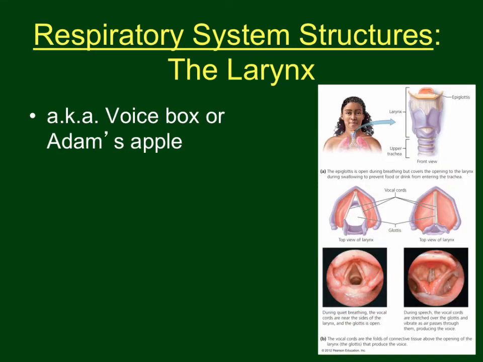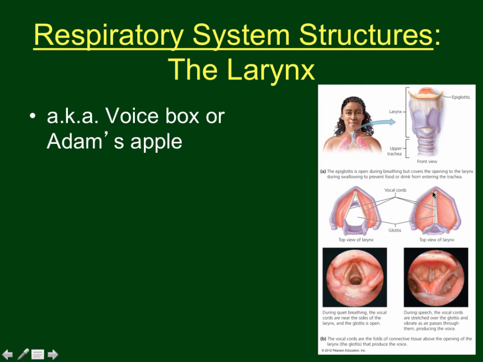All right, the last one that we're going to look at now in this section of lecture is the larynx. And the larynx is also called the voice box or the Adam's apple. This is the top part of the trachea. So if we look at this picture over here, we've got the epiglottis, which is a flap of tissue that covers over the glottis. The glottis is right there. And then we have the larynx. So the broader part of the top part of the trachea is the larynx.